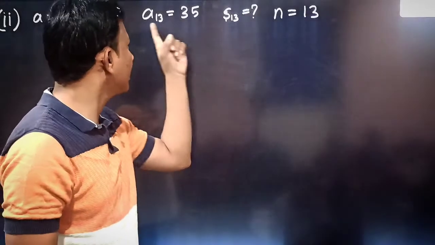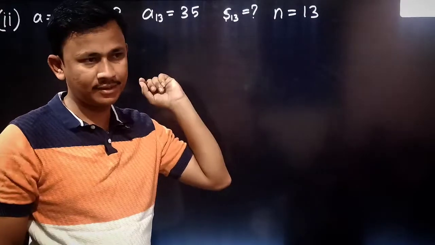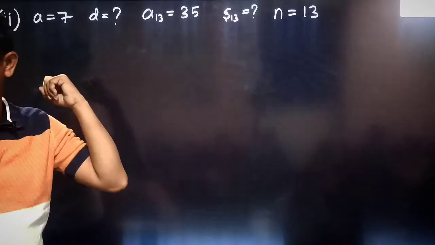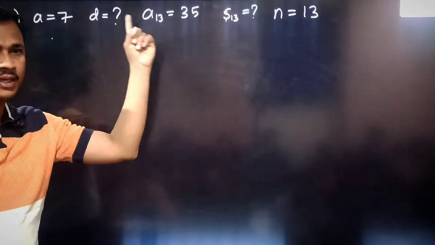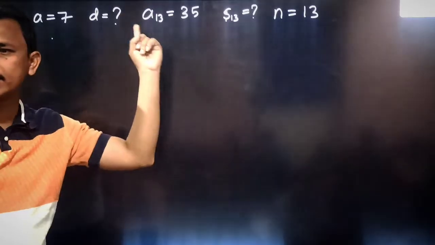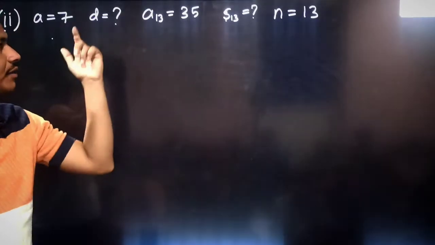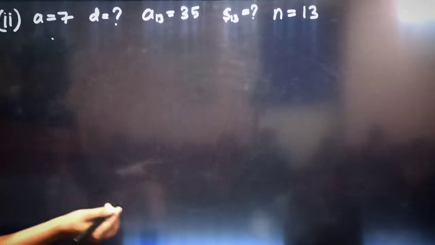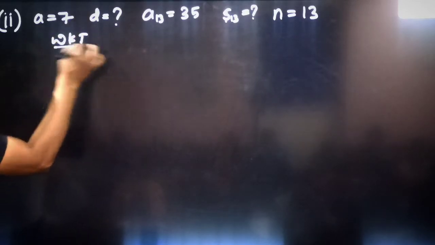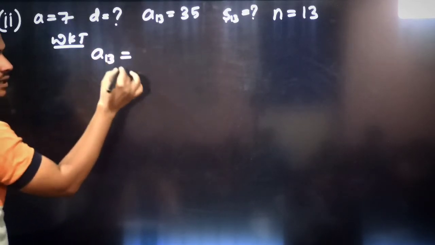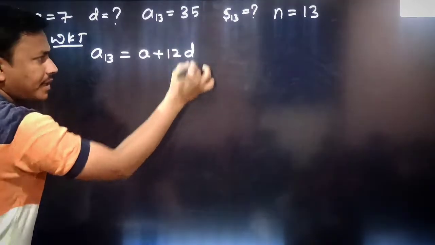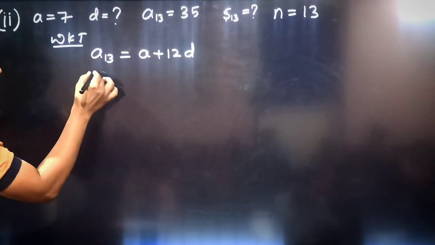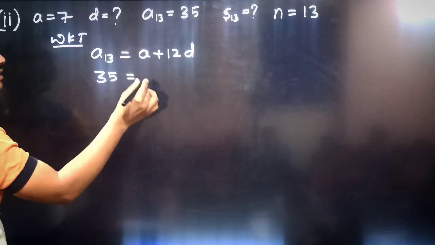Therefore, they have given a13 and S13. n is equal to 13. This is the first term, this is the last term. First term, last term. an is a13. a13 is 35. What we need to find out? d. Okay. a13 can be written as a plus 12d. We know that a13 can be written as a plus 12d. Okay.